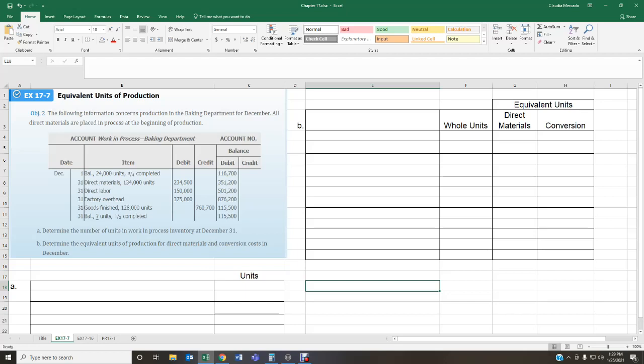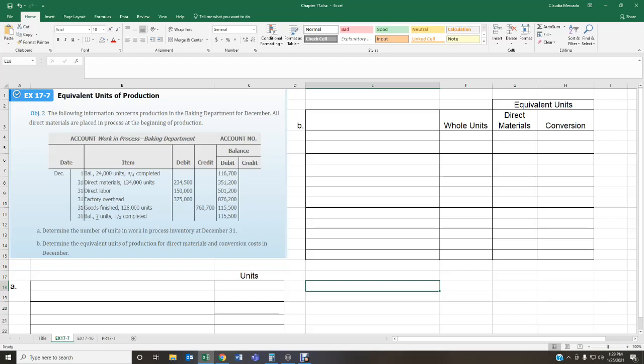Factory overhead of 375,000. So I manufactured some goods here in the baking department. And then on December the 31st, I transferred out of work in process to finished goods 128,000 units. So what does that mean? It means that I completed 128,000 units at the end of the month, and I transferred those goods from my work in process account to my finished goods account. Why? Because those goods are ready to be sold. Okay? And then they're asking us to figure out our ending balances.